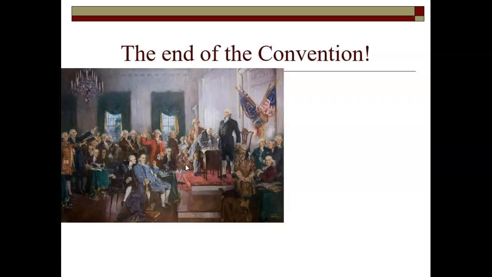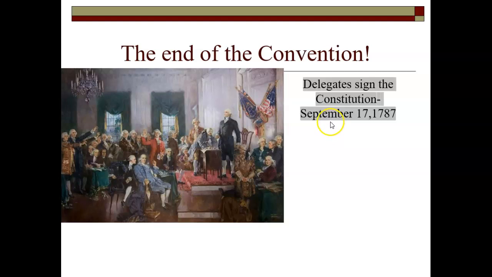This picture at the end of the convention is somewhat based in fact, meaning here you have George Washington at the front of the hall, and the men are gathering to sign the document. So this is actually true. Unlike the Declaration of Independence, these men did put their names to the document all together pretty much, and the delegates signed it on what today is celebrated as Constitution Day. September 17th is that anniversary.